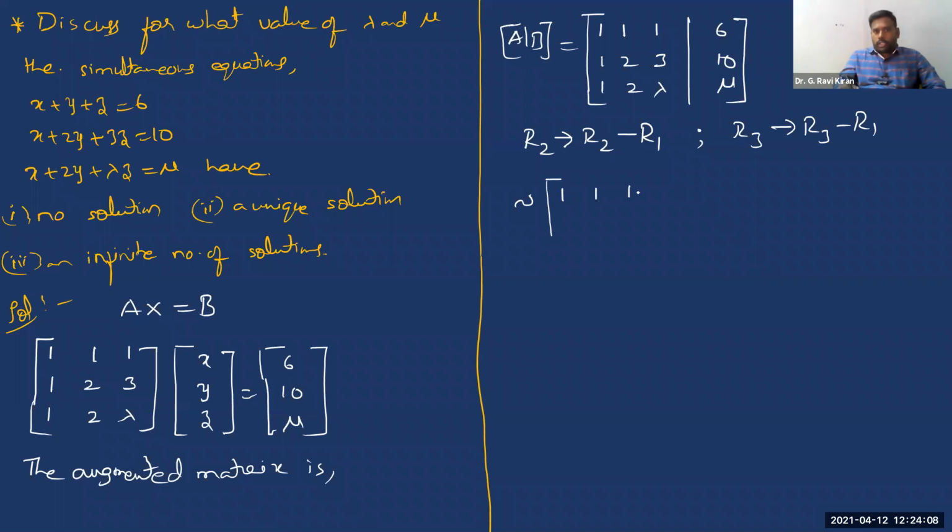The first row you're actually not changing, so it remains as it is. Then the second row: 1 minus 1, 0; 2 minus 1, 1; 3 minus 1, 2; and 10 minus 6, actually it is 4. Next, the third row: 1 minus 1, 0; 2 minus 1, 1. See here, lambda minus 1. So let me write it as lambda minus 1. And the last row, the last element is mu minus 6. That is R3 minus R1. Right? So still we see we didn't get the echelon form.